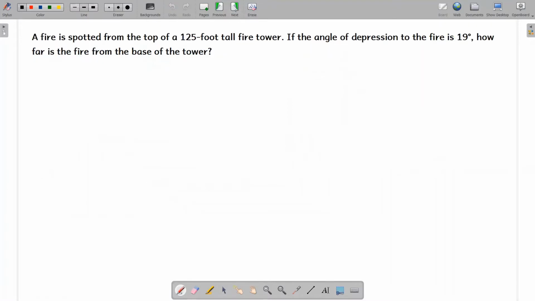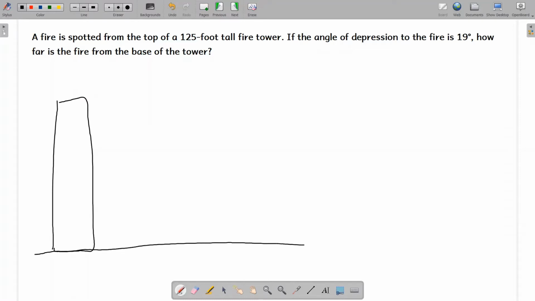All right, another one here. So it says a fire is spotted from the top of a 125-foot tall fire tower. So here's our tower. Okay, and let's say it's looking down and it sees the fire right here.